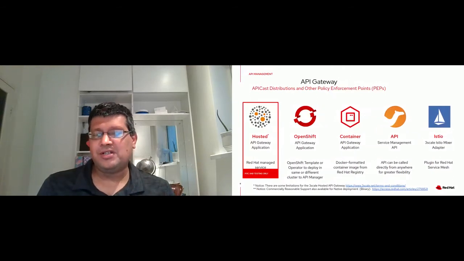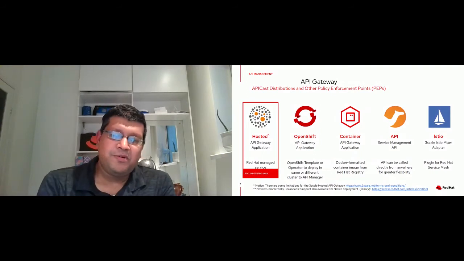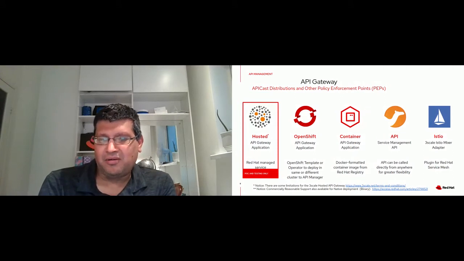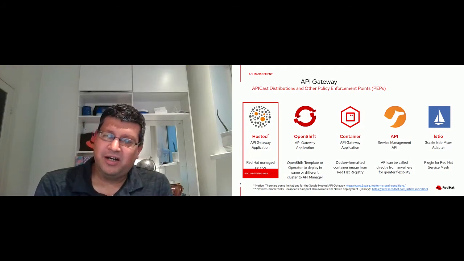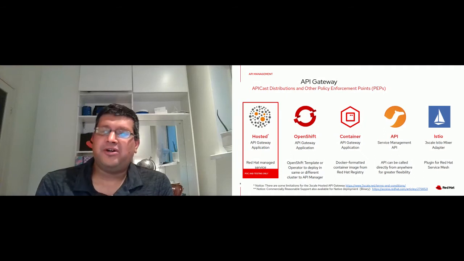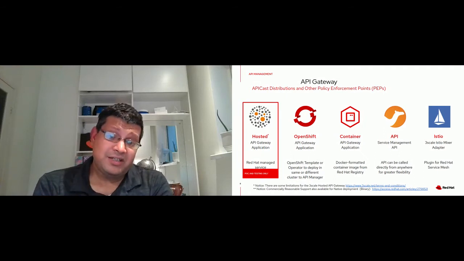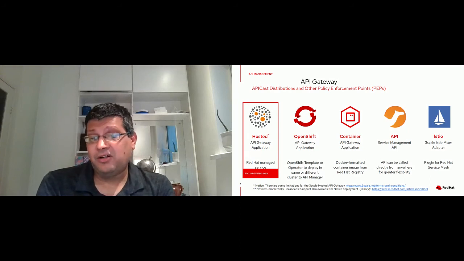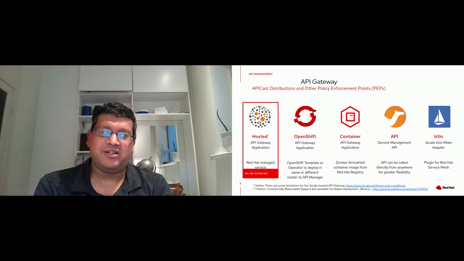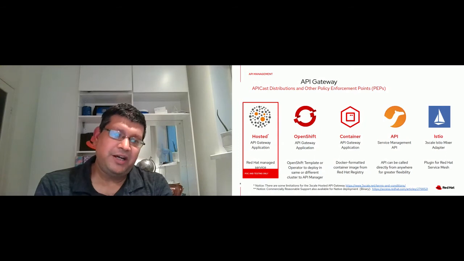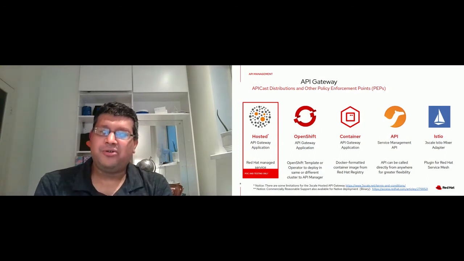Whether you go for the hosted gateway that runs on our Threescale SaaS platform, whether it's the gateway that runs on OpenShift or is shipped as a container, and you could run it anywhere you want to run a Docker container, whether it's the APIs that we provide for you to embed the API calls within your client application, or whether it's the Threescale Istio Mixer adapter, which provides you with a plugin to directly plug in your gateway to the service mesh itself, so that instead of deploying a separate gateway to manage your API traffic, you could enforce your API management policies directly onto your service mesh.